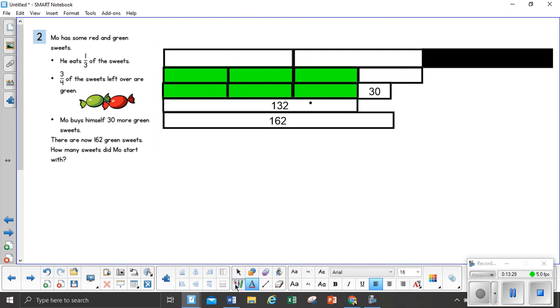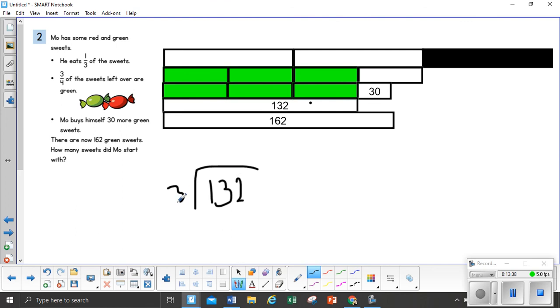If I divide my 132 by 3, I will get what these are worth. So how many 3's into 1 go? I think how many 3's in 13? Well, 4 times 3 is 12, so it's 4. Remainder 1. And then how many 3's in 12 is 4, so it's 44. So each one of these here is worth 44.